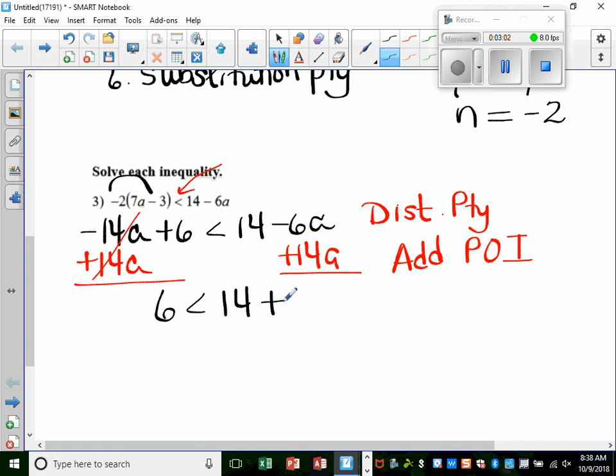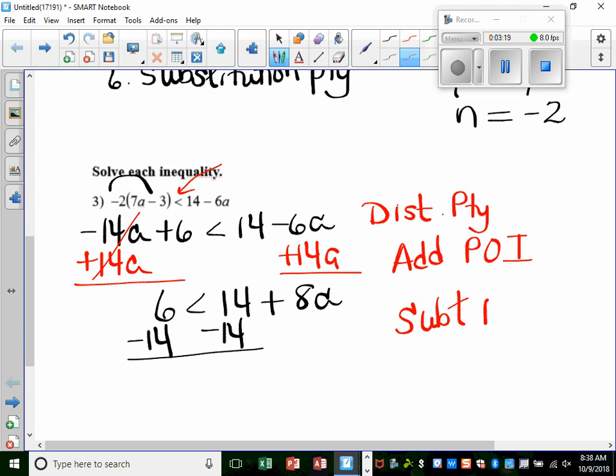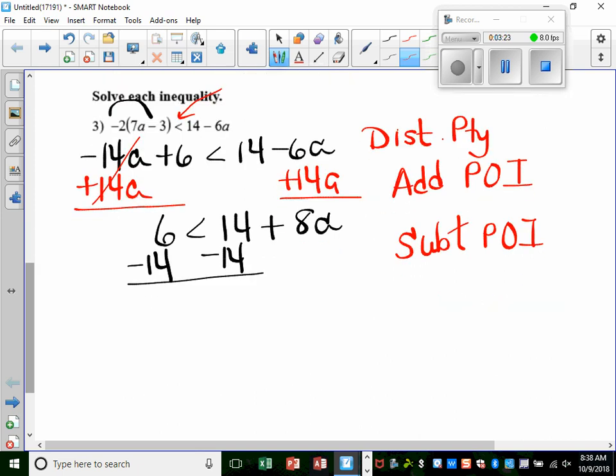And what is 14 minus 6? 8. Okay, so then I'm going to subtract 14 from both sides. So now I just did the subtraction property of inequality. Okay, so that's going to give me a negative 8 is less than 8a.